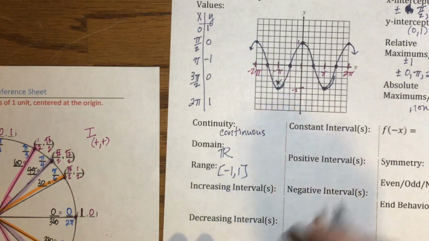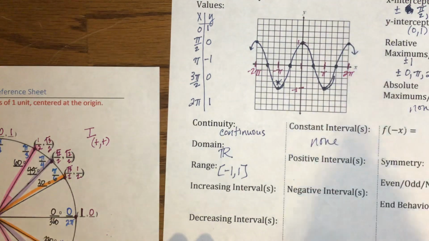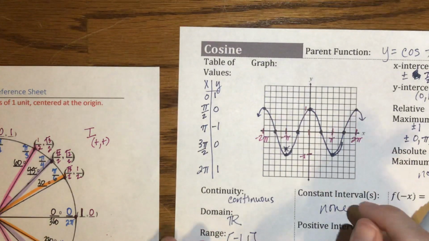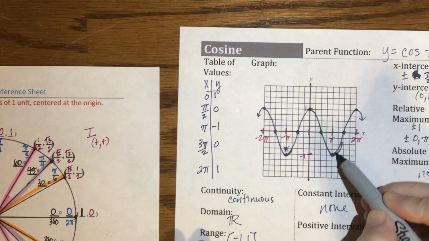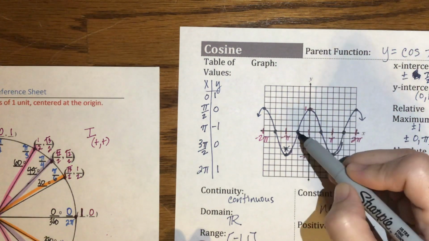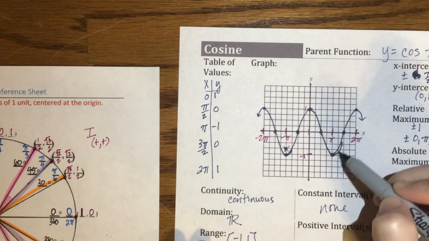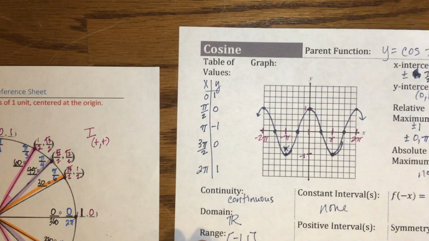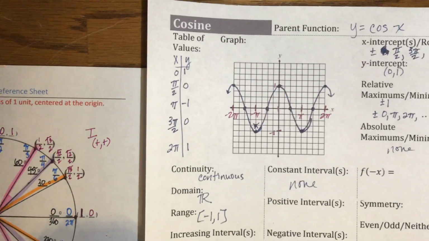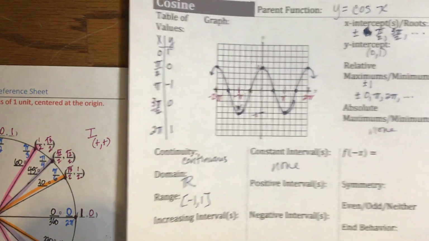Again, the increasing, decreasing, positive, negative, it's not that it's difficult to see. I'm increasing here. I'm decreasing here. I'm increasing here. I'm positive here. I'm negative here. I'm positive here. It's not that it's hard to see. I just don't want to go over the notation for it right now. Okay? If that makes sense.